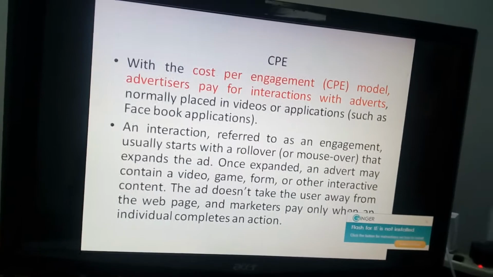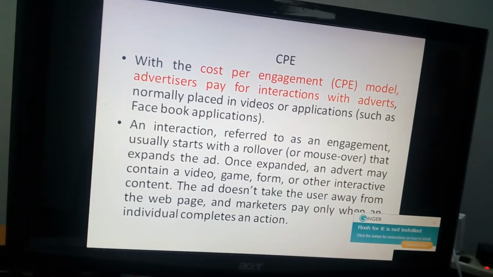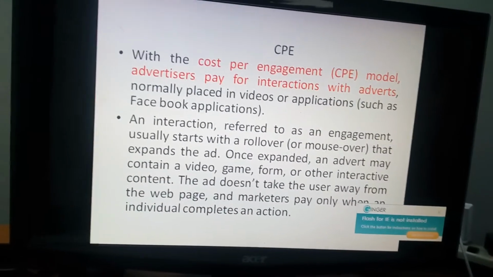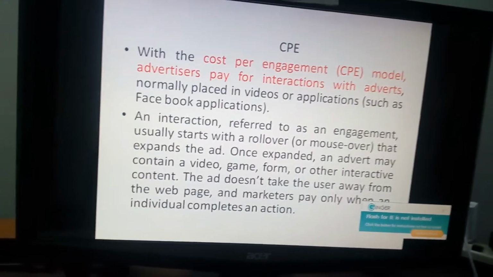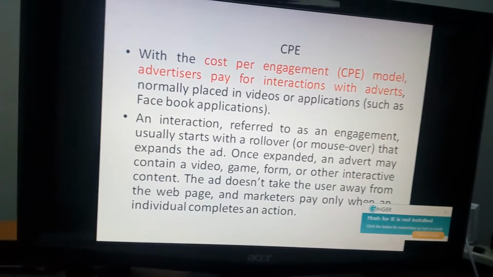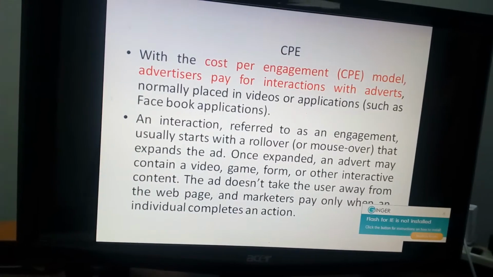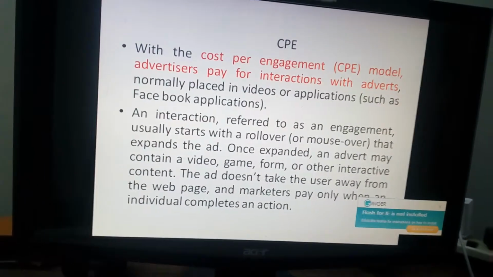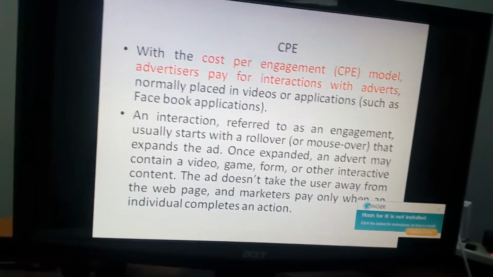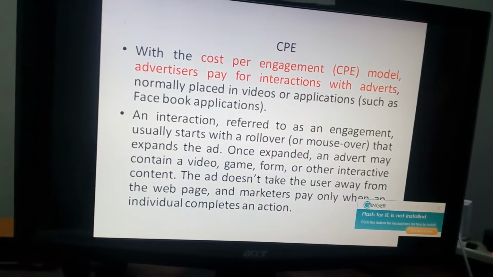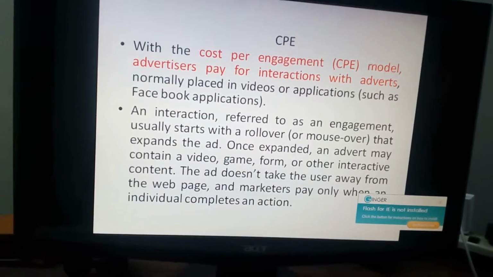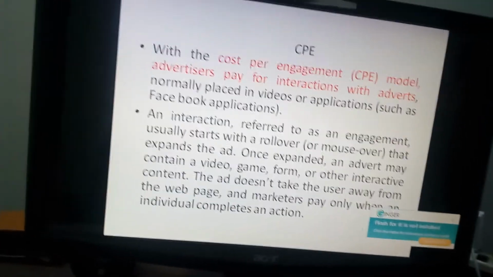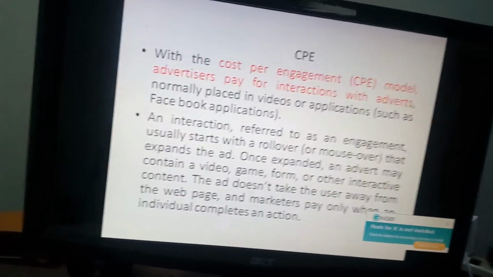Next, CPE, cost per engagement model. Advertisers pay for interaction with adverts. Once the person clicks that video or advertisement, later clicking again, otherwise commenting, providing feedback like that, so those types of interactions increase. At that time the payment is made by the advertiser to the publisher. That comes under cost per engagement.